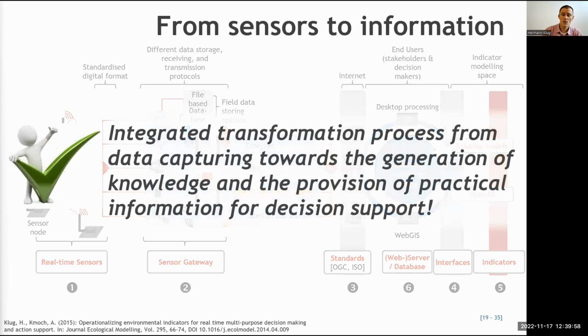So what we have done here is the integrated transformation process from data capturing in the field towards the generation of knowledge and the provision of practical information for decision support. Decision support should provide an indication to do something, not just to wait and twiddle thumbs, but to actually do something.